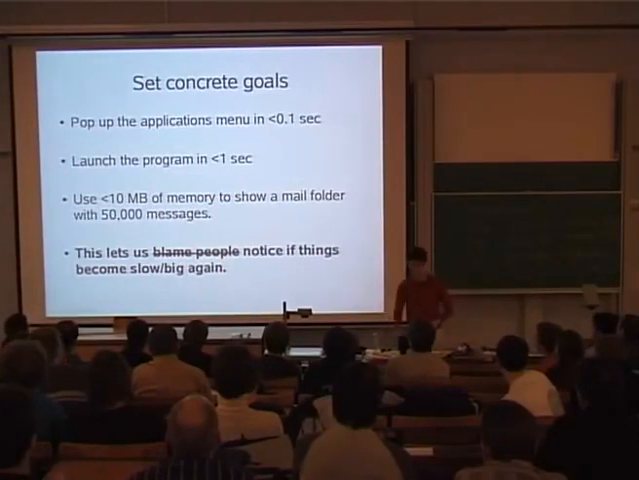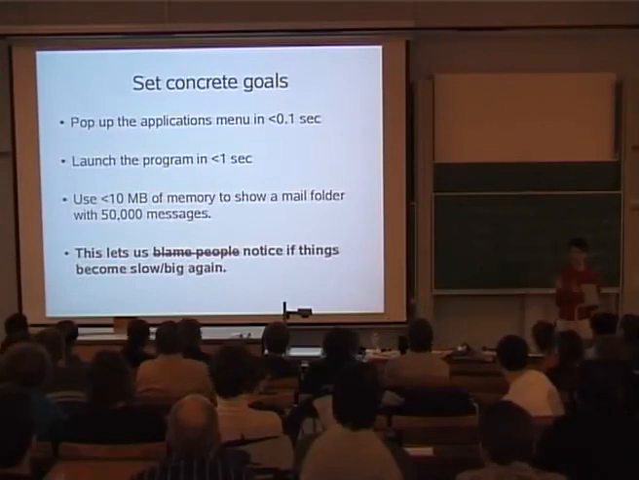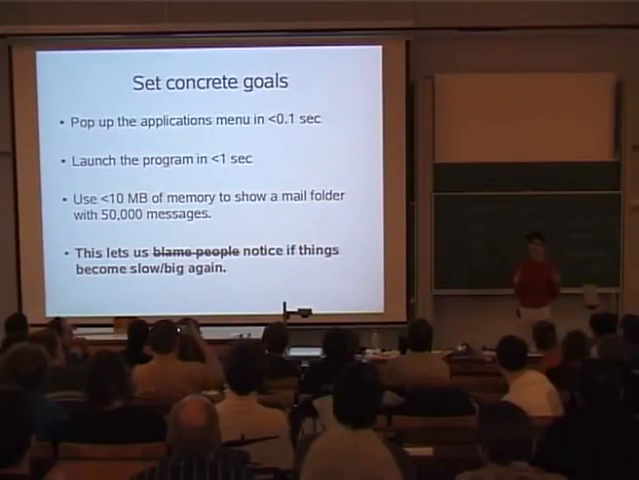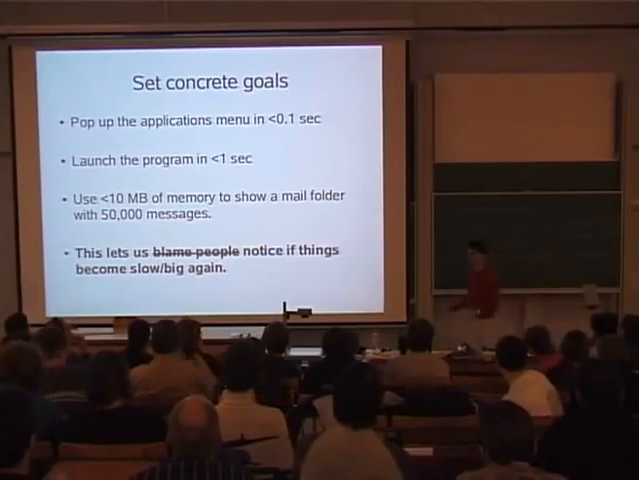So the first thing you have to do is to set a goal. You have to say, I want this pop-up menu to appear in under 1/10 of a second. Once I reach that goal, I'm done. I don't need to optimize it anymore. The user is not going to perceive any difference between the menu appearing in 1/10 of a second and 100. So there's absolutely no point in going past that, right?